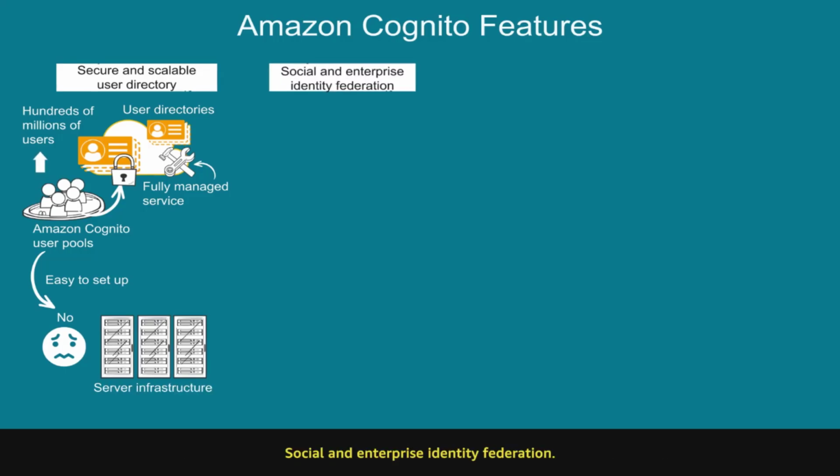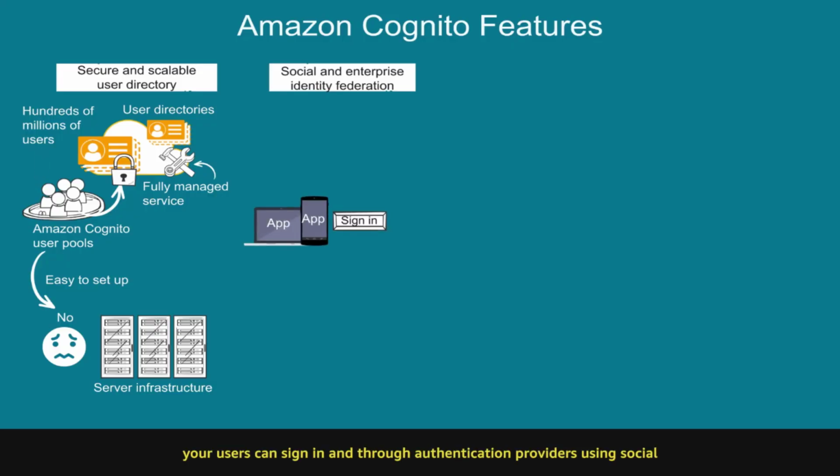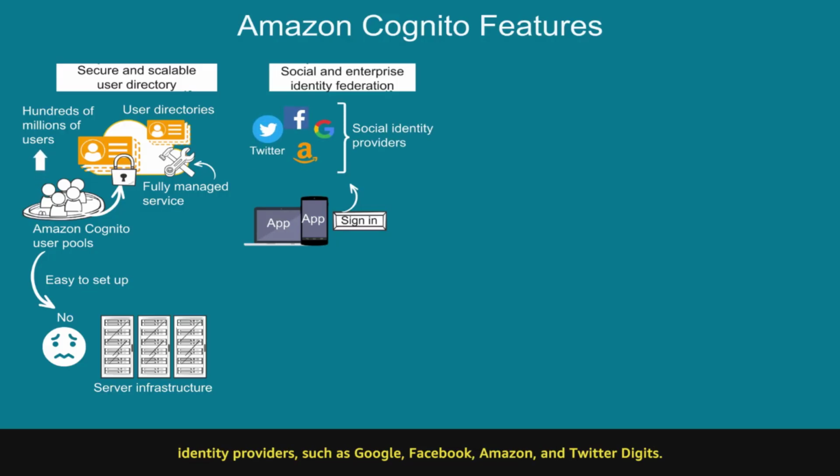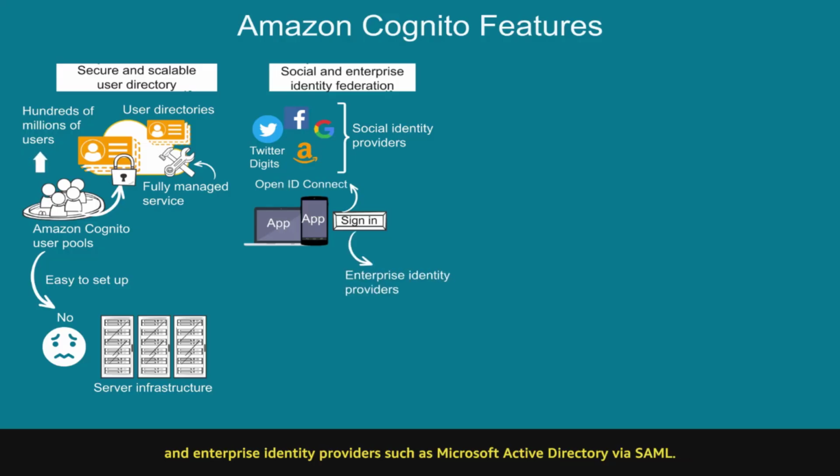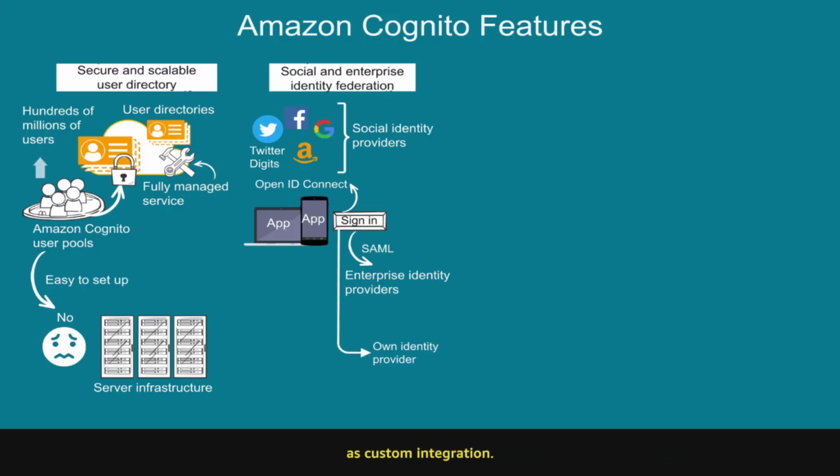Social and Enterprise Identity Federation. With Amazon Cognito, your users can sign in through authentication providers using social identity providers such as Google, Facebook, Amazon, and Twitter Digits. Cognito also works with external identity providers that support OpenID Connect and enterprise identity providers such as Microsoft Active Directory via SAML. You can also use your own identity provider as custom integration.